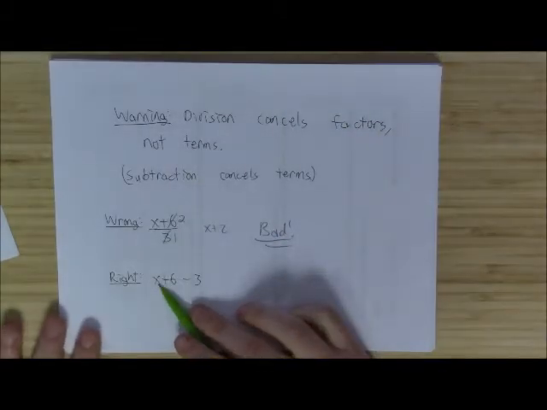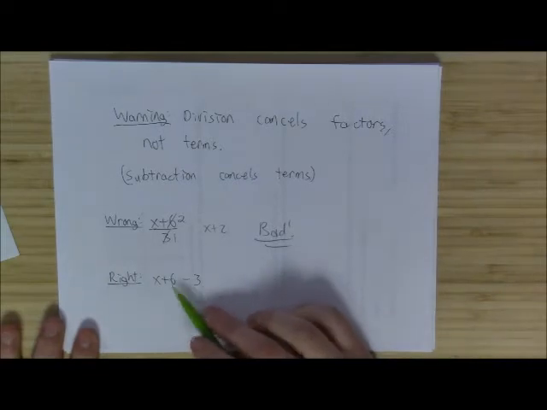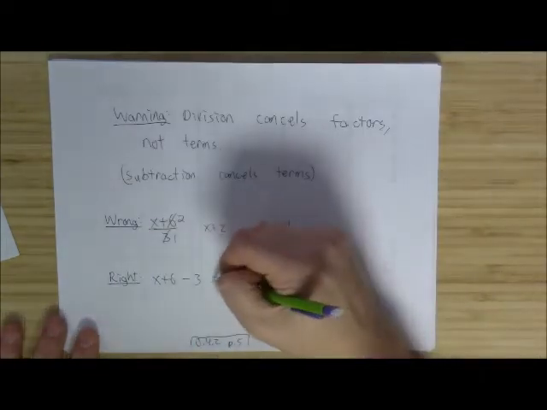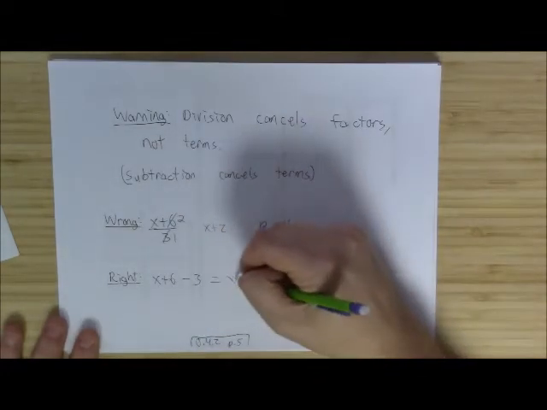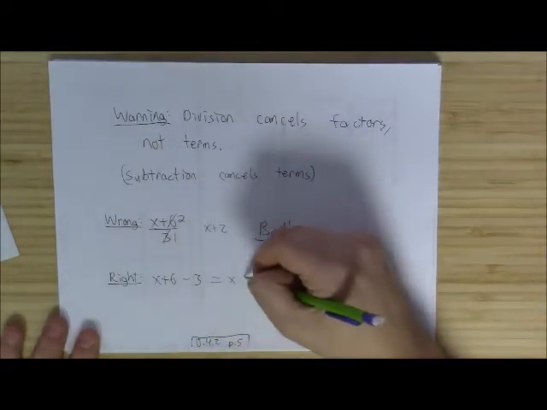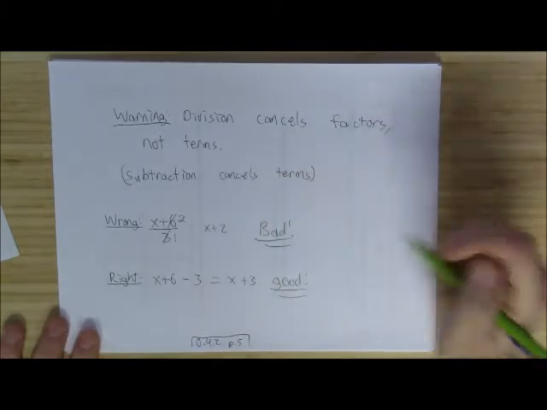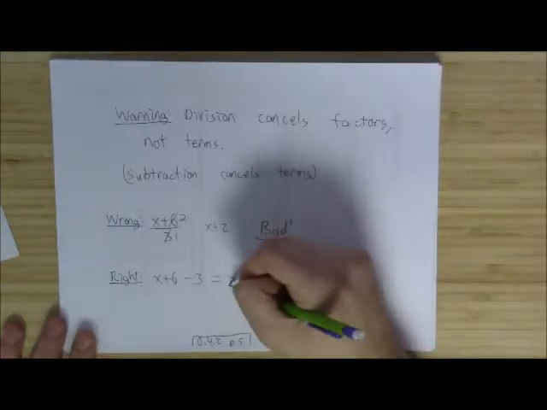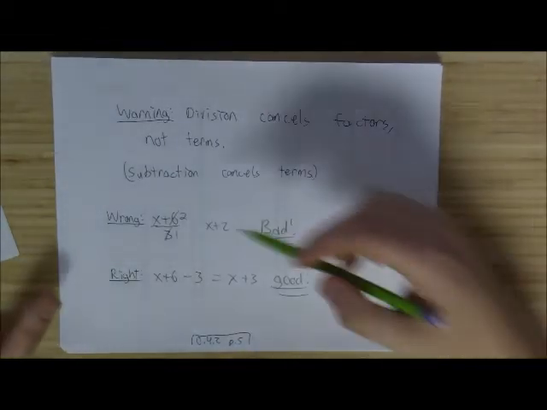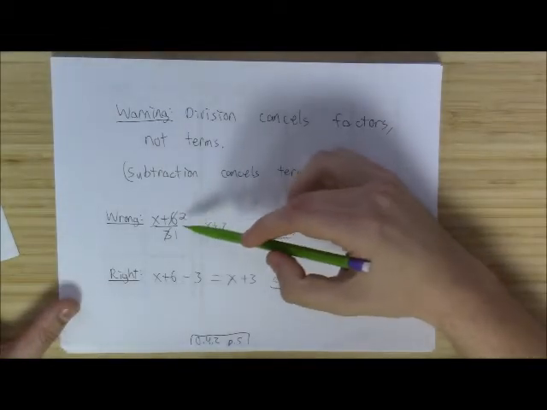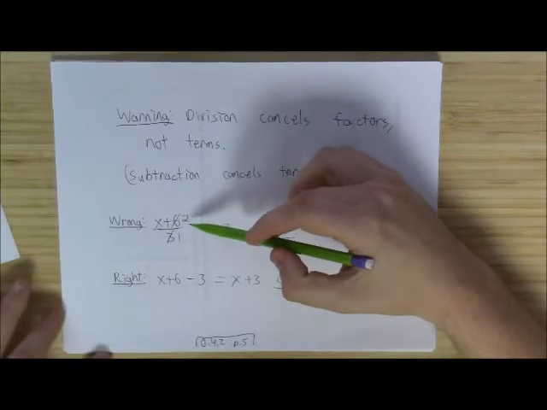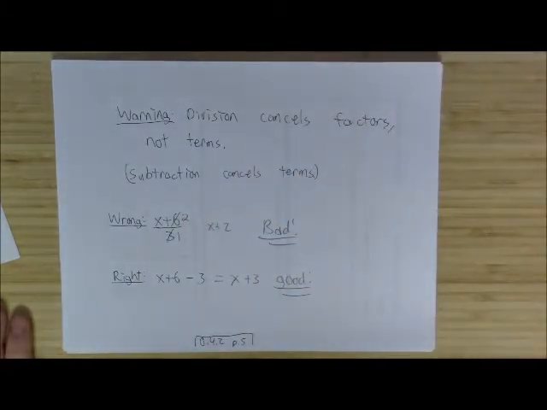On the other hand, if I do x plus 6 minus 3, I say, oh, well, the addition and subtraction cancel in some way. And of course it does. It's like terms. X plus 3. So that's good. Okay? So please be aware of it. It may seem silly right now, but this mistake happens all the time when people are starting off doing this.